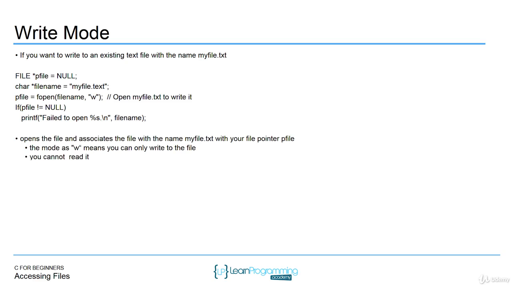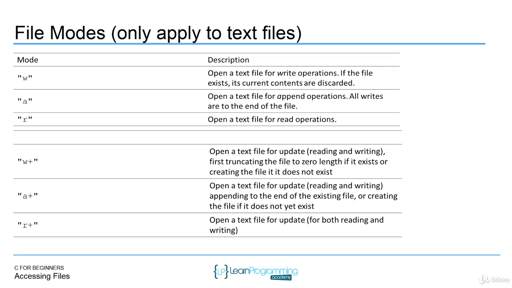This code will open up the file, and it will associate the file with the name myfile.txt with your file pointer pfile. The mode W means we can only write to the file. You cannot read from it. If a file with the name myfile.txt does not exist, the call to fopen will create a new file with this name. And that's for fopen with the W option. Right? And so when we saw in the previous modes, W plus will create the file if it doesn't exist, but it also truncates the file to 0. That's the difference with the W. The W will create it if it doesn't exist, but it's not going to truncate it to 0. Okay.